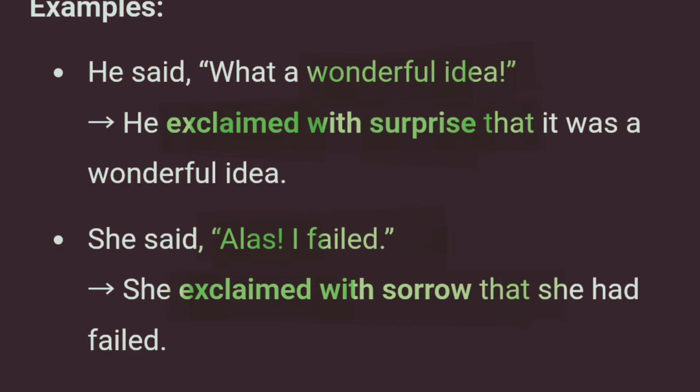Let's see that. He said, what a wonderful idea. So in indirect speech, we can say that he exclaimed with surprise that it was a wonderful idea. And in next sentence, she said, alas, I failed. So we will write that she exclaimed with sorrow that she had failed.